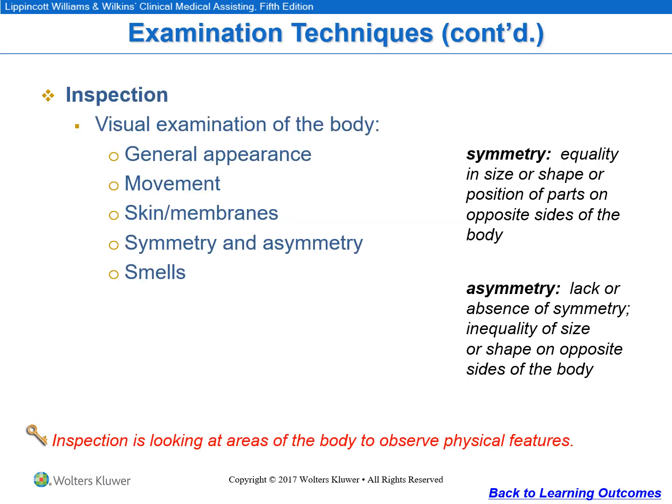So inspection, we're doing a visual examination of the body, the general appearance, movement, you're looking at the skin, membranes, and even smells is in here, but symmetry and asymmetry. So symmetry, it's equality on both sides of the body or with body parts. Asymmetry, remember when A comes at the beginning of a word, it means without. So this is simply lack or absence of symmetry. It's when we have something that's unequal.